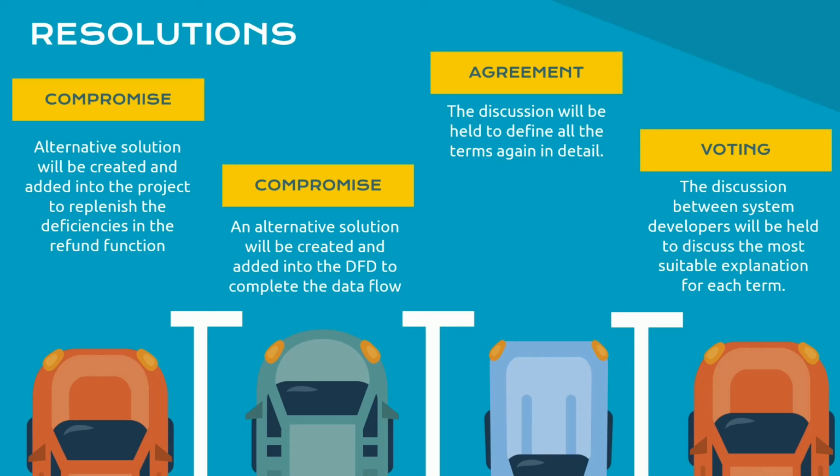A few conflict resolutions are used to solve the problems in the checklist. Compromise is used to solve all the critical content errors and major defects by creating or adding an alternative solution in the project. Agreement is used to solve minor defects in the glossary by holding a discussion and defining all the terms again. Voting is also used in the glossary to decide the most suitable explanation.